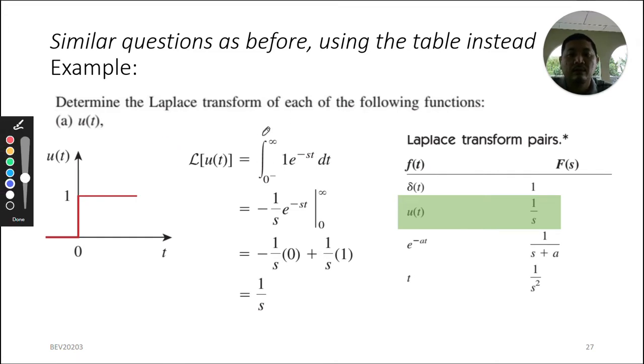If you recall, we have the function 1 u(t). The Laplace transformation of 1 u(t), if you use the equation, you recall the equation: the integral of f(t) e to the negative st dt, from 0 to infinity. This is the equation for Laplace transformation. Then try to solve this, and finally we get 1 over s. This is taken from the table, 1 over s.